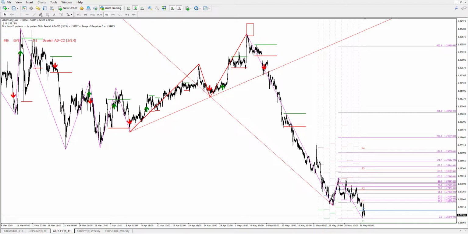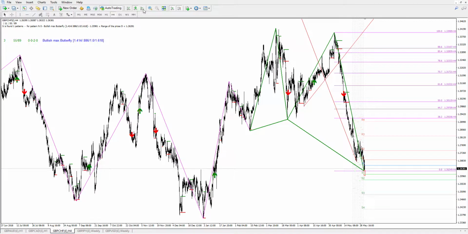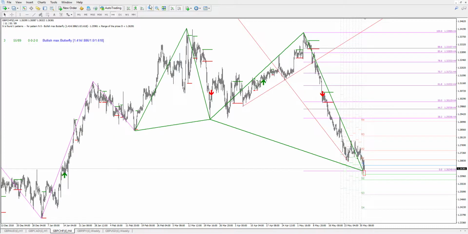XABCD, that would have been a buy, but it never reached target. It failed. So therefore, it was still bearish ABCD. It didn't actually morph into a Gartley or a harmonic. It failed at that point and fell. So it's a zigzag failure on the hourly. Bullish butterfly on the 4 hourly.